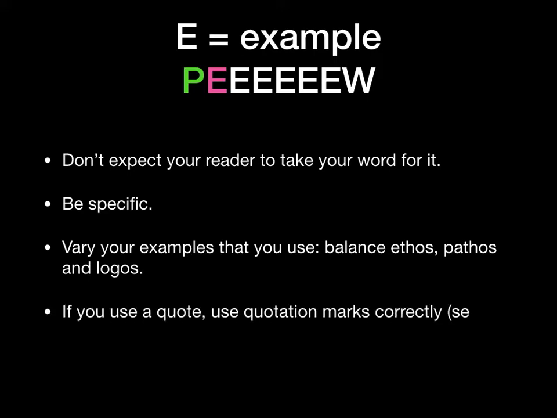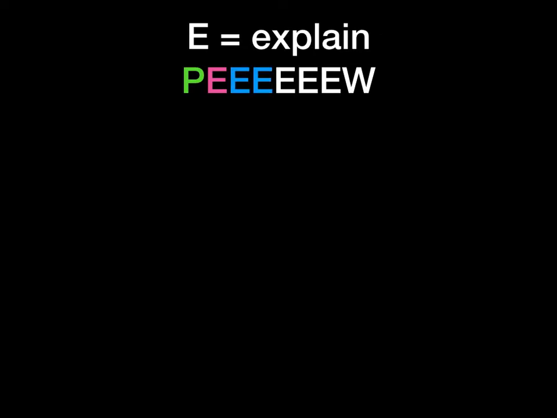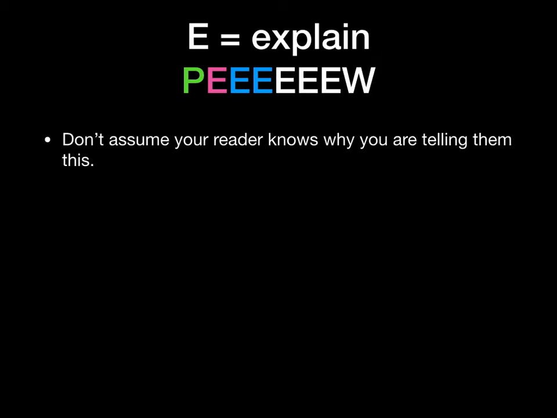And finally, if we use a quote, which should be reserved for the most part to establish your ethos, we should be sure to embed our quote into our sentence correctly. So you'll want to review the lesson that we've done in the past on ties if you need to, and be sure to correctly cite our source. After our example, we can't assume that our readers know why we're telling them our example.